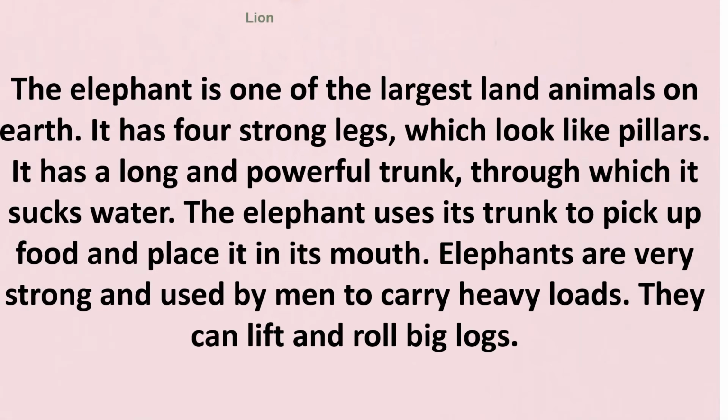The elephant is one of the largest land animals on earth. First of all, let us learn what land animals are. The animals that live on land are called land animals. So, the elephant is one of the largest land animals. It has four strong legs which look like pillars, as we have already seen in the picture. It has a long and powerful trunk through which it sucks water. The nose of the elephant is known as the trunk.